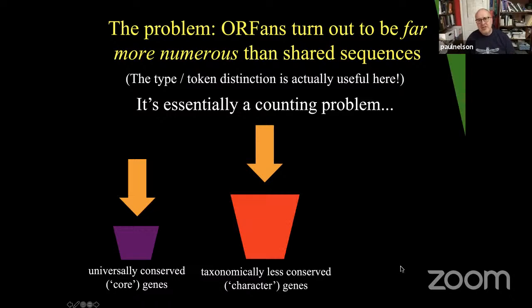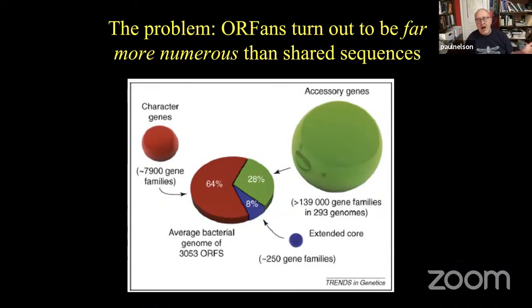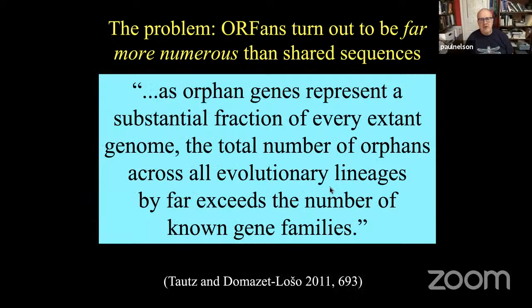And it's essentially a counting problem. Because you've seen these before, and they tend to be ribosomal. You've seen one, you've seen it before, its count will stay relatively low. This will grow somewhat more rapidly. The ORFans, by contrast, will be enormous. They will swamp the total number of shared sequences.